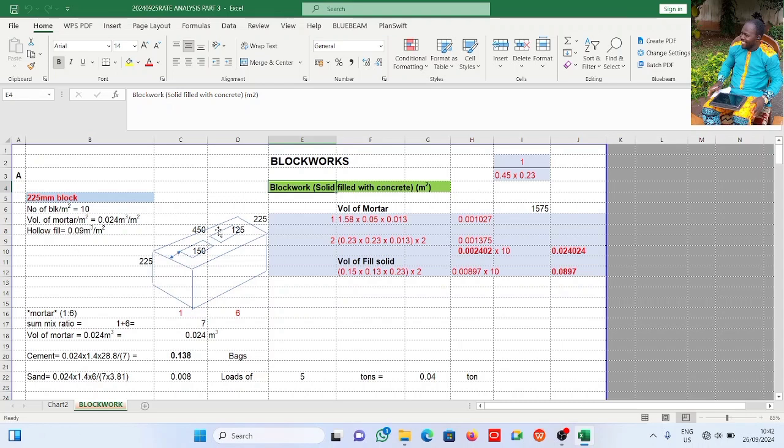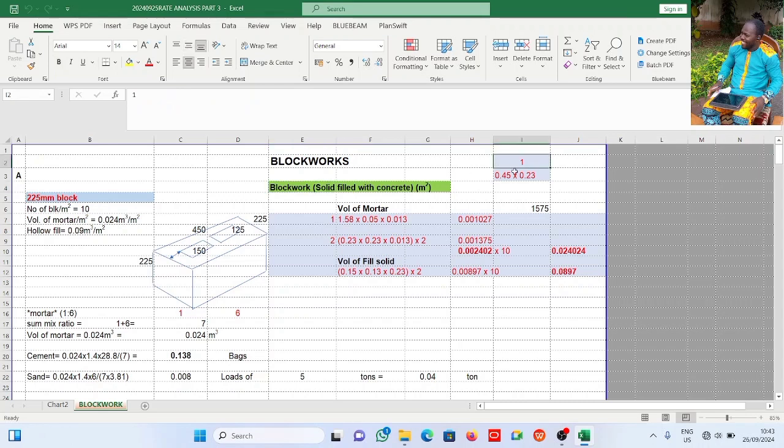This is a block here. I made a sketch of a block here on this particular sheet. The length here is 450, the width is 225, the height also is 225. If it is a 150 mm block, that is 6 inches, it is still 450 length. Here will now be 150, see my cursor here, 150, but the height remains the same, 225. So please let us take note. Now the area of one block is 450 by 225. So 1 divided by the area of one block, you are going to have 10 blocks.